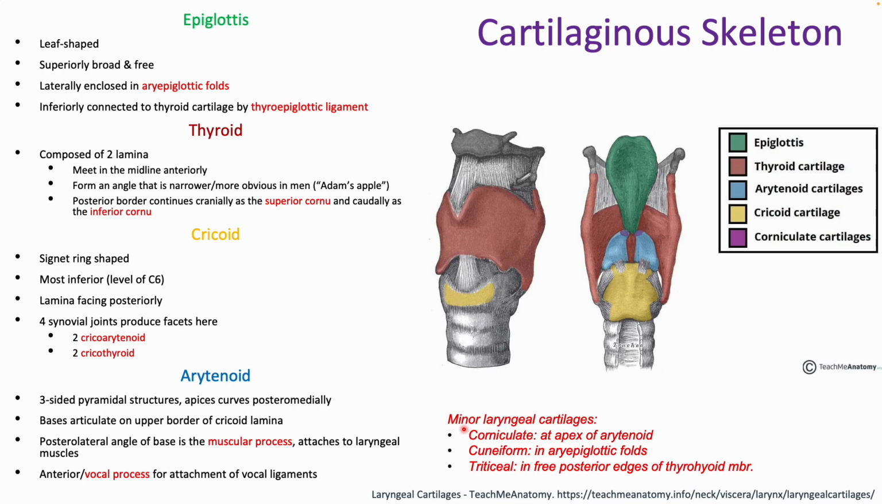And then we have a few minor cartilages that are not as important to know, but I would still make sure you know just briefly what they are. And so we have the corniculate, which you can see is outlined here in purple, and it's going to be at the apex of the arytenoid. We have the cuneiform, which is in the aryepiglottic folds, and the triticeal, which is in the free posterior edges of the thyrohyoid membrane.